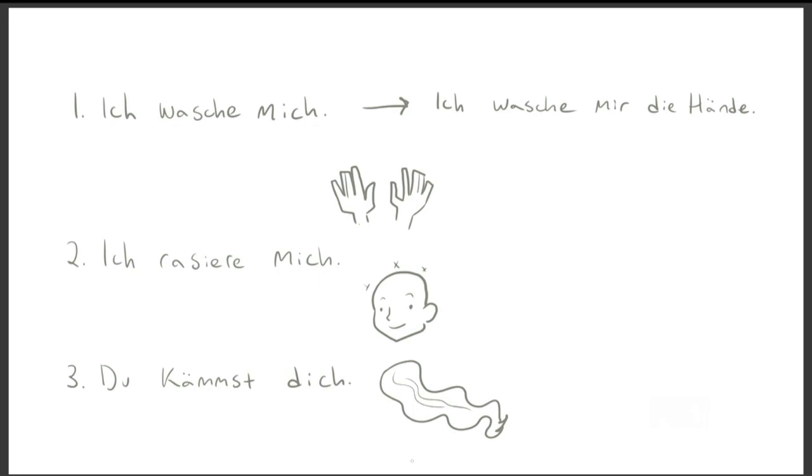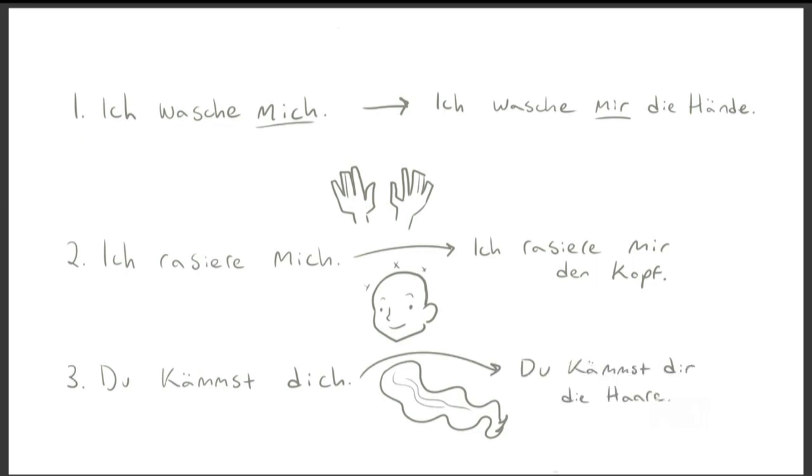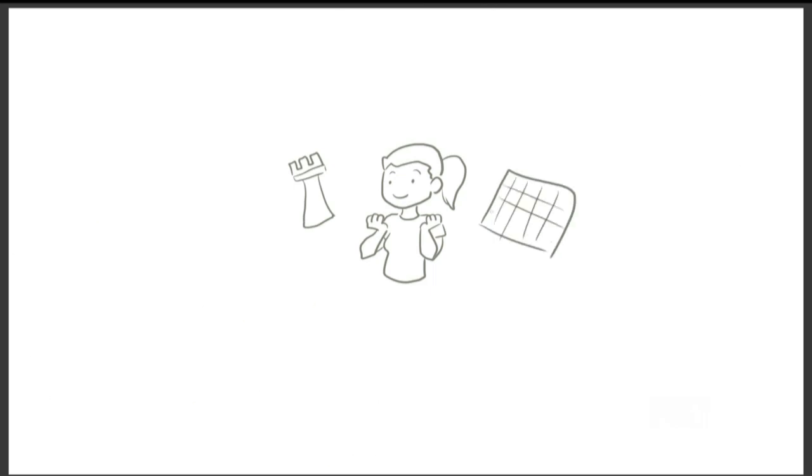Ich wasche mich changes when we put die Hände in there. Ich wasche mir die Hände. Ich rasiere mir den Kopf. Du kämmst dir die Haare. Besides verbs that describe hygiene, there are very many other verbs that use reflexive in German, but not in English. Here are only 3 examples.